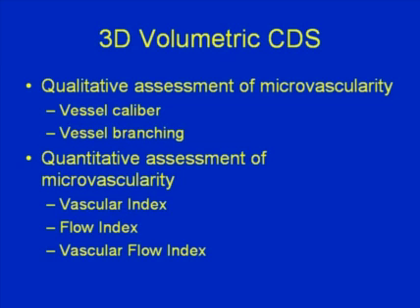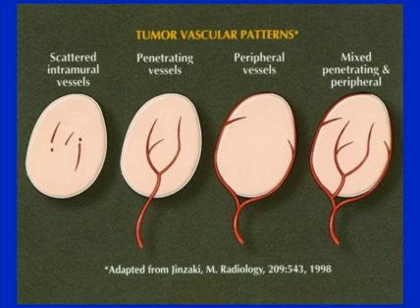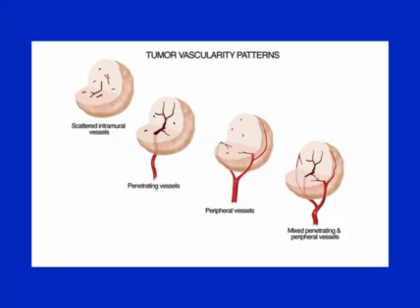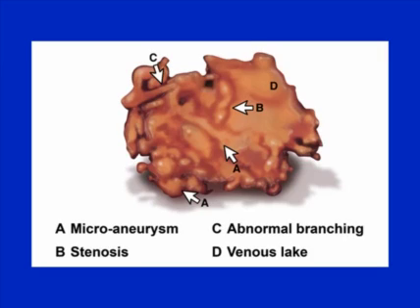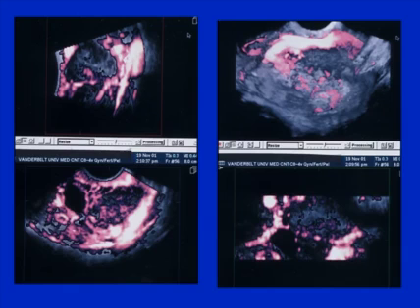Now, can we do this in 3D? And we're hoping that our data will show that with 3D we can do this in an even better fashion, because we have more representation of the tumor vessels. As you can see diagrammatically here, we can see more of the vessels using 3D. And in fact, if we magnify, we can see areas of microaneurysms, we can see areas of stenosis and abnormal branching patterns and venous lakes consistent with tumors.